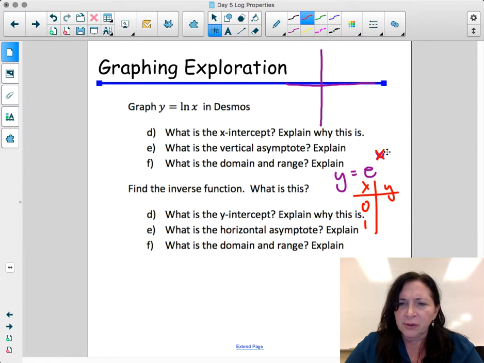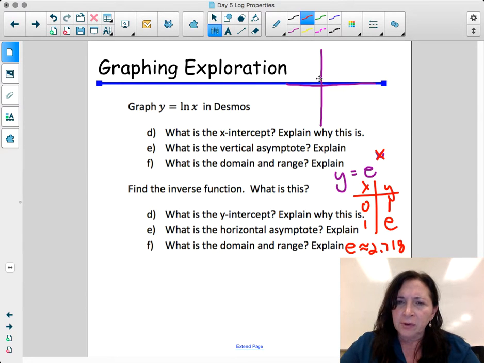So if x is 0, y is 1. If x is 1, then y is e. And remember what e is. e is approximately 2.718 or so. So we have 0, 1, and then we have 1, e, which is about 2.718. So my graph is exponential. It is going up like this.